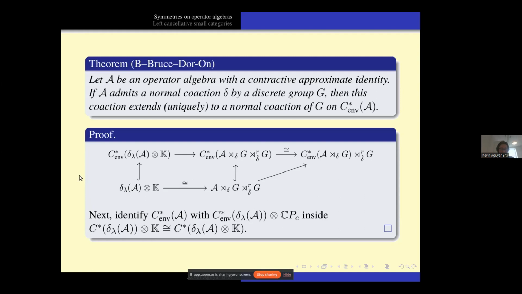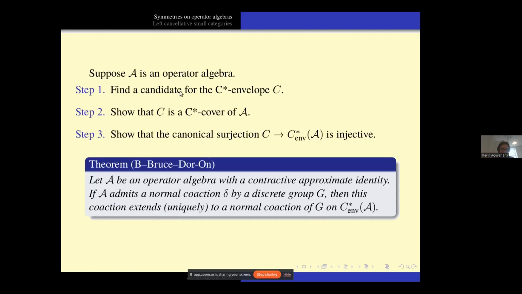Okay, so this marks the end of the first part, where I wanted to talk about general symmetries on operator algebras and how you compute the envelope. One final remark is that our theorem really comes in step 3, when you want to show that something is injective. It's in general very difficult to check that a particular star isomorphism is injective. But when you have a normal coaction, you have a fixed point algebra and a faithful conditional expectation onto it. So this gives you a new tool. If you can check that this map is injective on the fixed point algebra, you're done. So you need a candidate that also has a coaction, and then you can use its fixed point algebra.